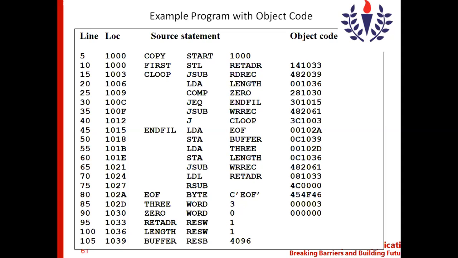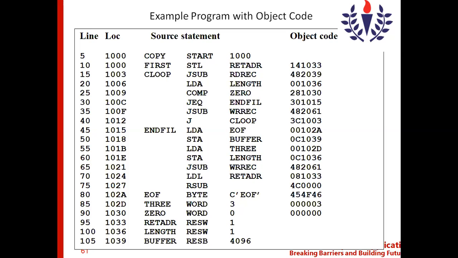Coming to line number 10, we have an opcode and an operand. What are the two functions I told you the assembler performs when converting source into object code? The first one is that the mnemonic will be converted into its machine equivalent. What is the mnemonic? The opcode, STL. So STL will be converted into its machine equivalent. The second point is that the symbols will be assigned machine addresses. What is the symbol here? In the operand field, it is RETADR.